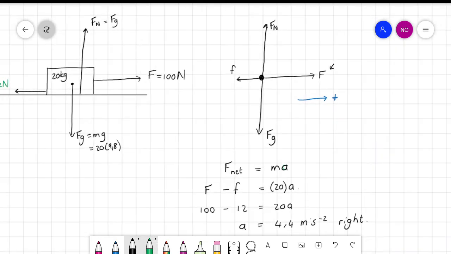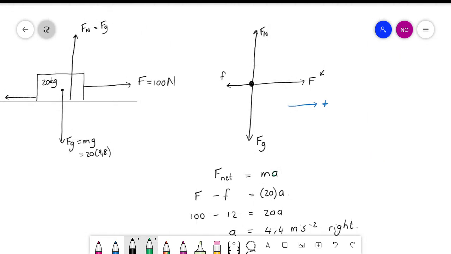So with this one, I could clearly see that the net force is going to be to the right. Want die 100 is soveel groter as die 12. So as ek die 12 van die 100 gaan aftrek, dan gaan die netto krag mos definitief na regs wees. So try to pick the direction that you can clearly see is going to be the net force. Try to pick that as positive.